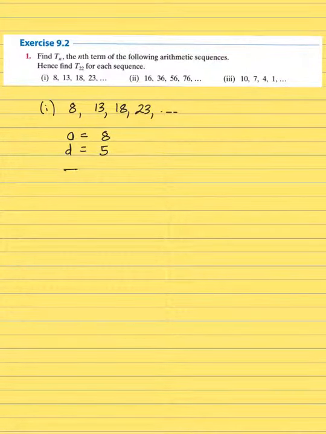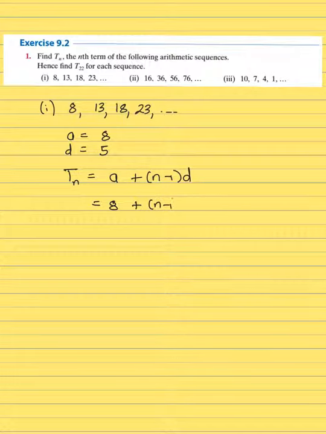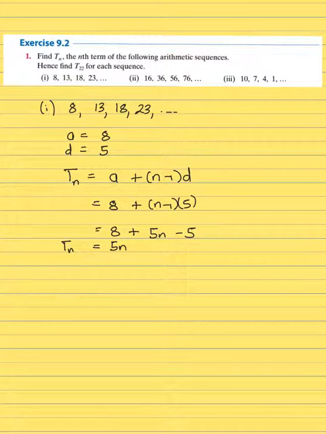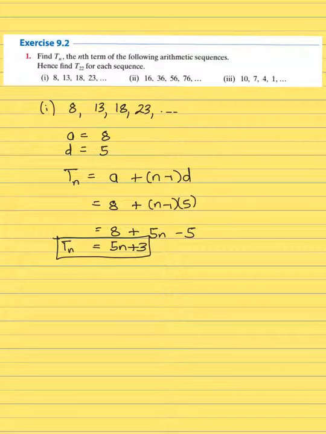Using those pieces of information, we just have the formula for the general term. Tn is equal to A plus n minus 1 times d. And filling in the values, it's 8 plus n minus 1 times 5. So that's 8 plus 5n minus 5. Tidying up, we get that Tn is equal to 5n plus 3. Now a quick check: if we look at the first term, 5 times 1 plus 3 would be 8. 5 times 2 plus 3 would be 13. 5 times 3 plus 3 is 18, and so on.